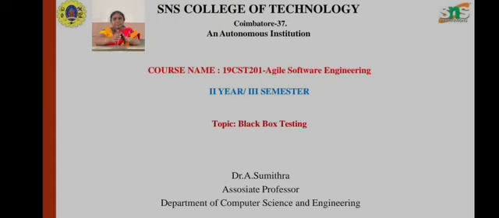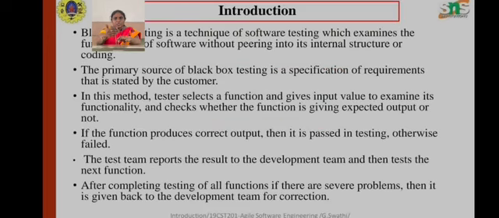In this method, the tester selects a function and gives an input value to examine the functionality and check whether the function is giving the expected output or not. If the function produces a correct output, then it passes the test, otherwise it fails. The test team reports the results to the development team and then tests the next function. After completing the testing of all functions, if there are several problems, then it is given back to the development team for correction.